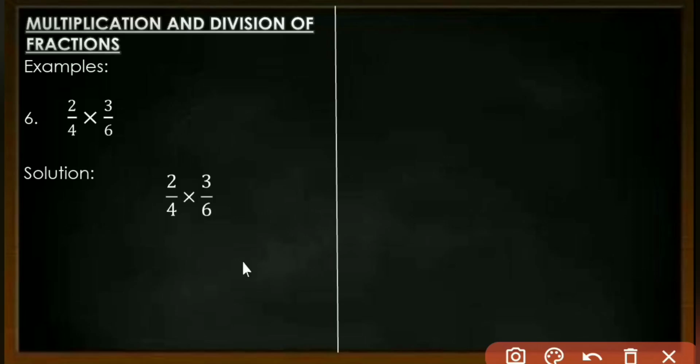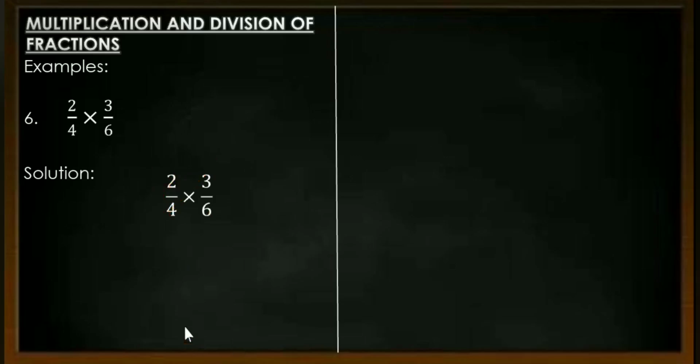So when 2 divides 2, we'll have a 1. And when 2 divides 4, we'll have a 2. Equally, when we look at 3 over 6, there is a number that can divide 3 that can equally divide 6. That number is what? 3. So when 3 divides 3, we'll have a 1. When 3 divides 6, we'll have a 2. So it therefore means that this fraction we are dealing with has now changed to 1 over 2 times 1 over 2. Okay?